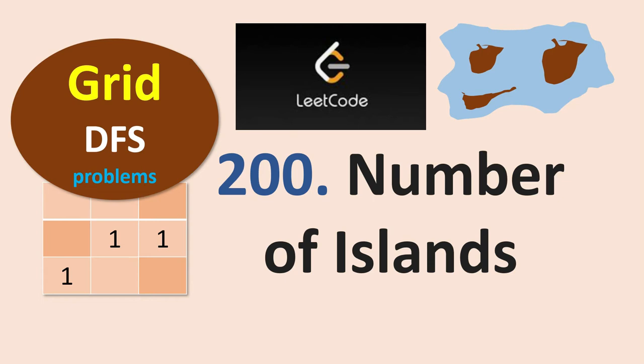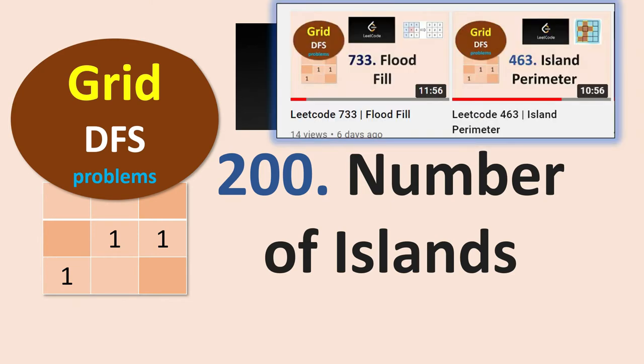So today we will discuss in our grid DFS problems another problem, that is number of islands, and the problem number is 200 in LeetCode. So I hope before that you have gone through the first two problems in this series, that is 733 flood fill and 463 island perimeter. If you have gone through these videos, I hope you will easily be able to do the solution for this problem 200. Means I don't have to explain anything, you can come up with the solution. But also let's see how we can solve this using our techniques of grid DFS problems.